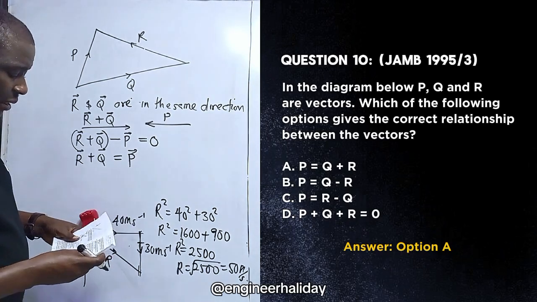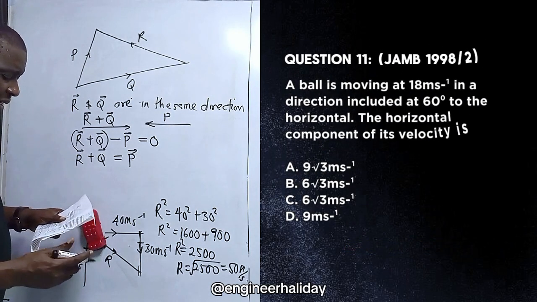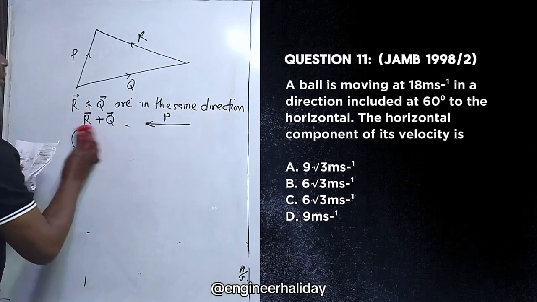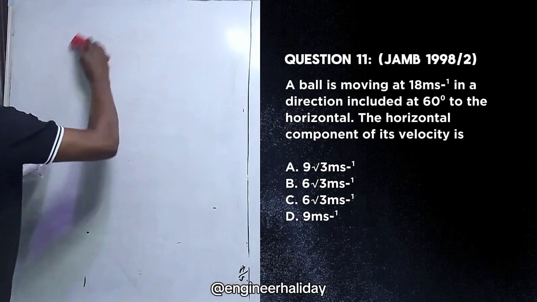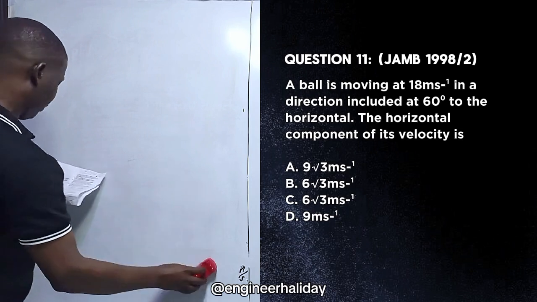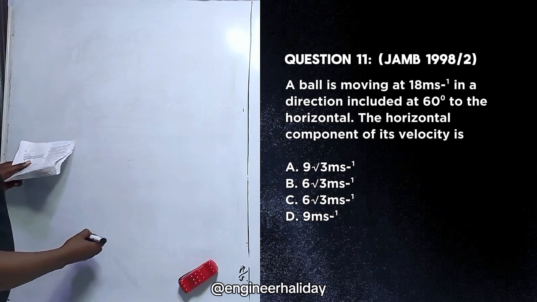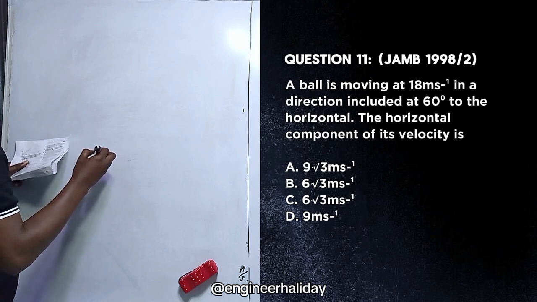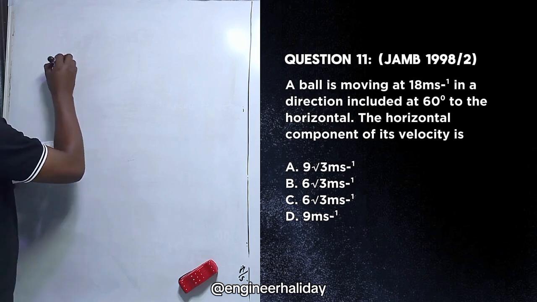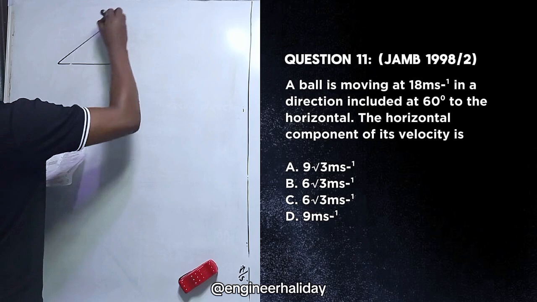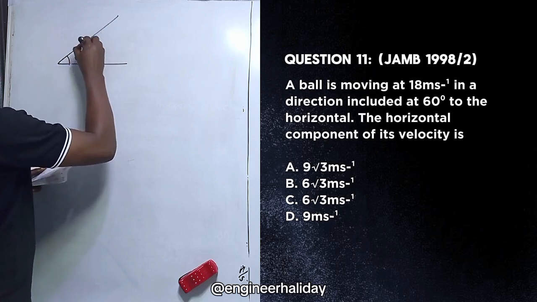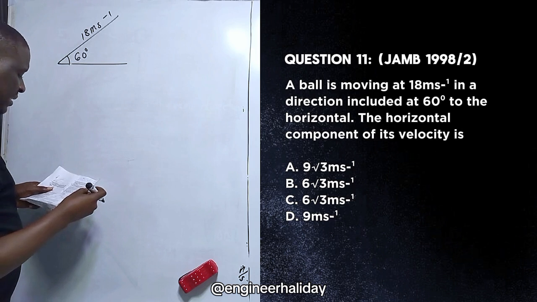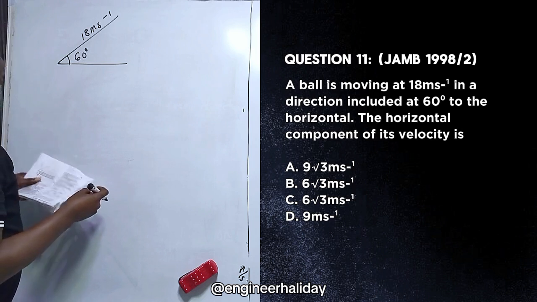We go to number 11. Let me clear everything on the board. Number 11 says a ball is moving at 18 meters per second in a direction inclined at 60 degrees to the horizontal. We are asked for the horizontal component of the velocity.